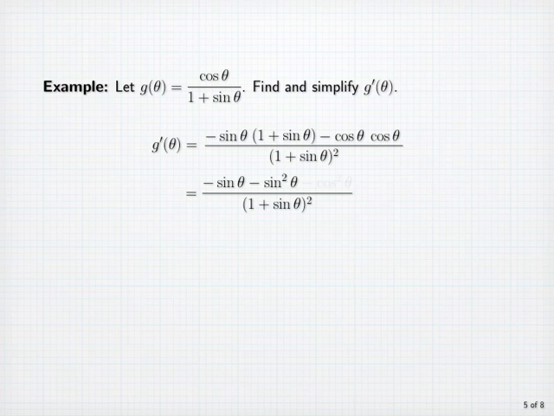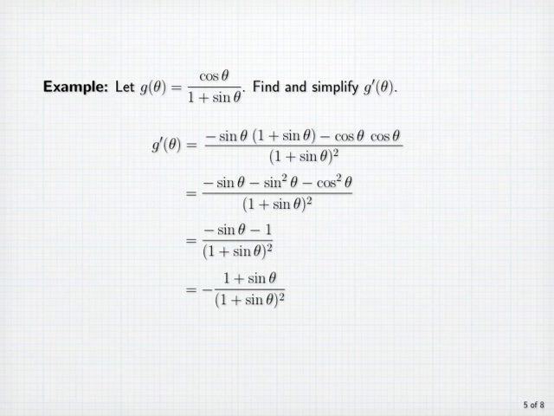Now we rewrite the numerator as minus sine theta minus sine squared theta minus cosine squared theta. And we notice that minus sine squared theta minus cosine squared theta is equal to negative 1. Next we'll factor out a minus 1, and then cancel a factor of 1 plus sine theta, and end up with minus 1 over 1 plus sine theta.